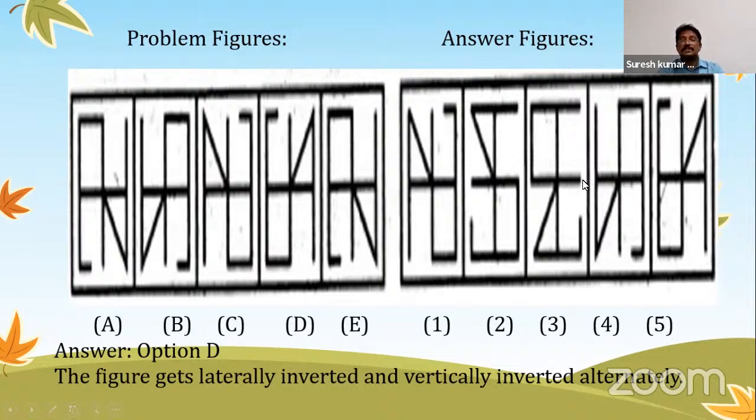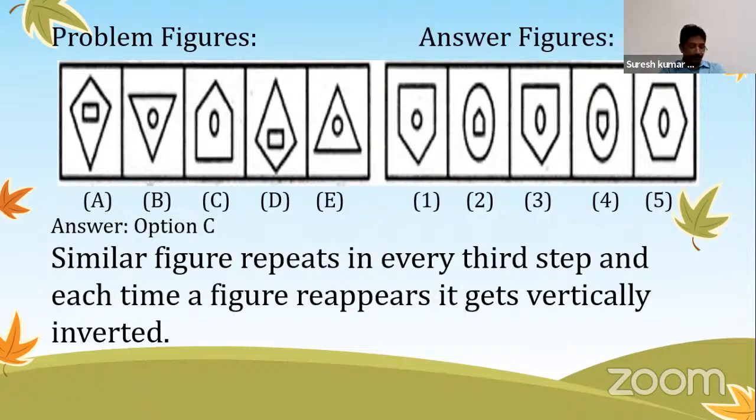So which is the option? Option D is the correct one. So laterally, vertically, laterally, vertically, laterally, vertically. This is the answer. Option D is the correct one. Okay. Now see this problem figures.